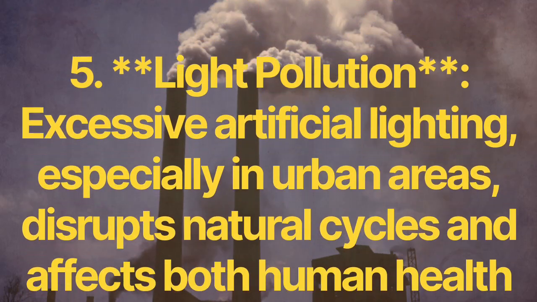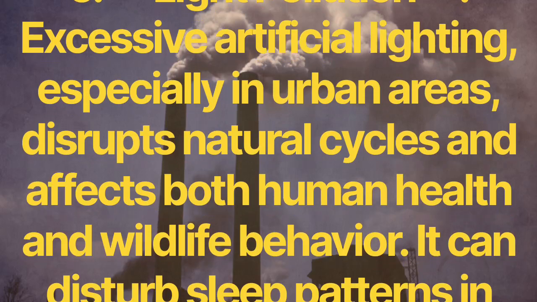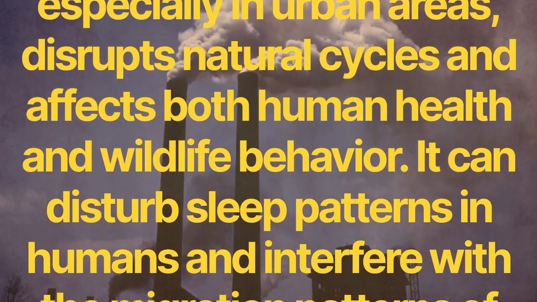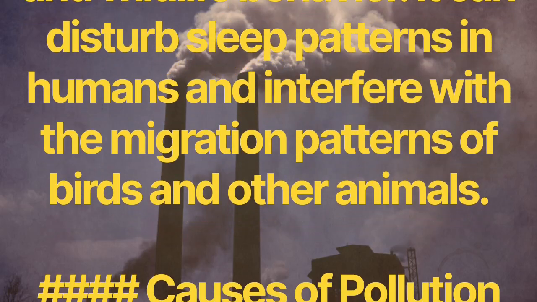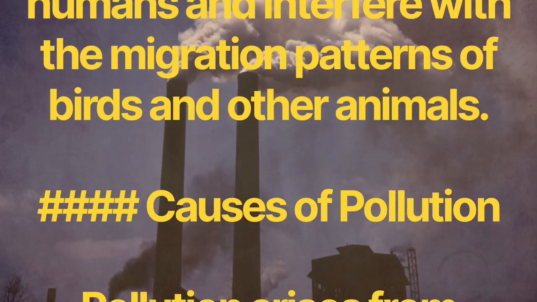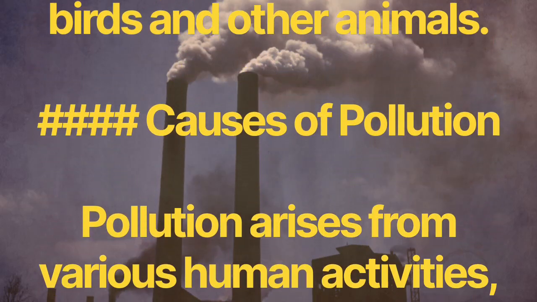Fifth, light pollution. Excessive artificial lighting, especially in urban areas, disrupts natural cycles and affects both human health and wildlife behavior. It can disturb sleep patterns in humans and interfere with the migration patterns of birds and other animals.